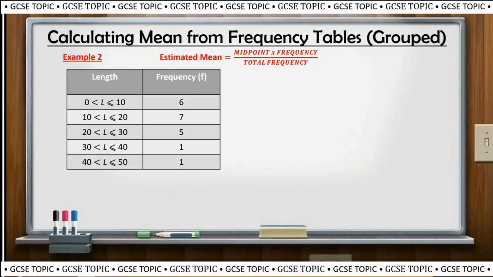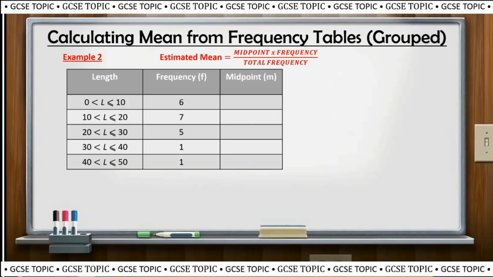As you can see, the subject in this question is different. However, I will follow the same steps as I did in example 1 to help me find the estimated mean. So for step 1, I'm going to find the midpoint of my class groups. So the midpoint of 0 and 10 is 5, 10 and 20 is 15, 20 and 30 is 25, 30 and 40 is 35, and 40 and 50 is 45.